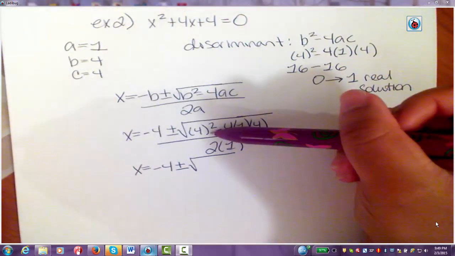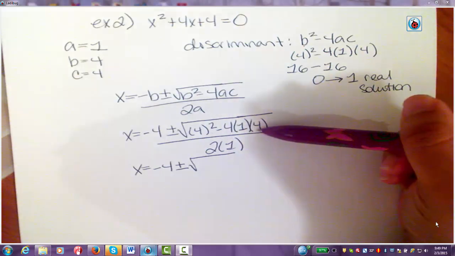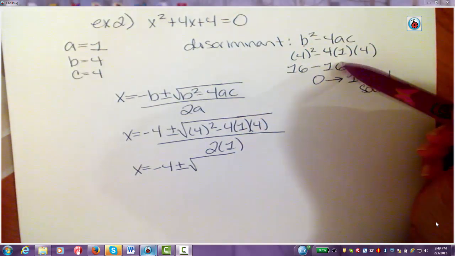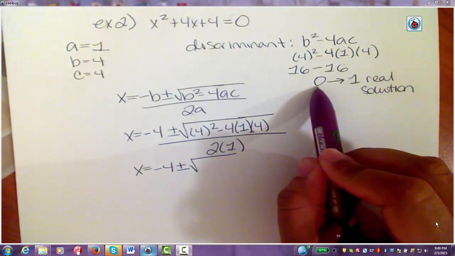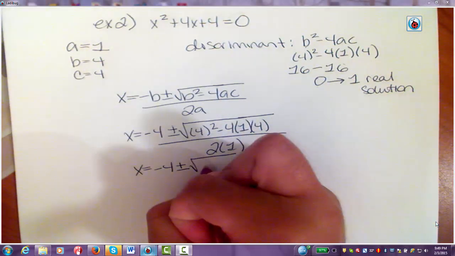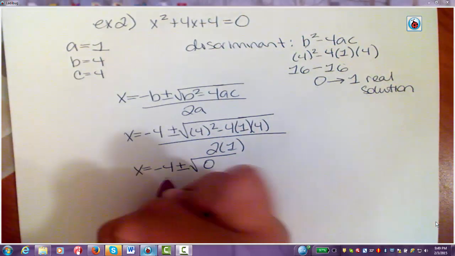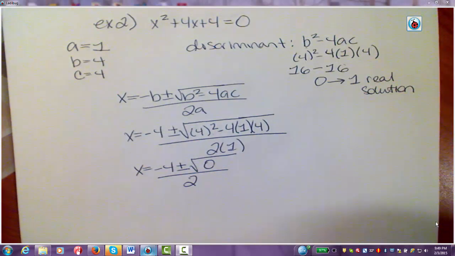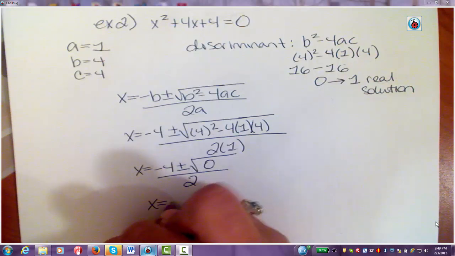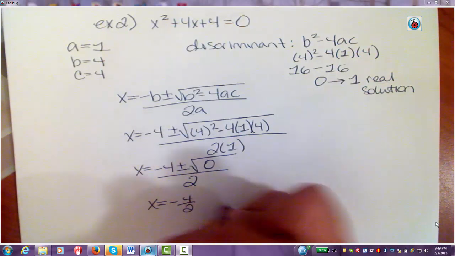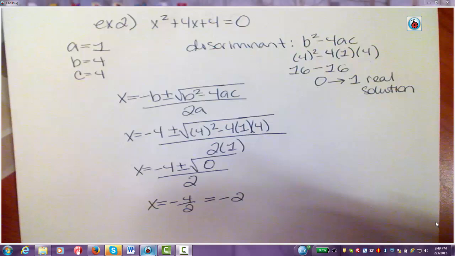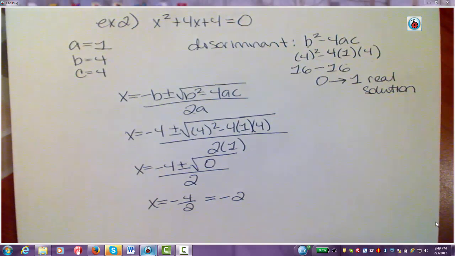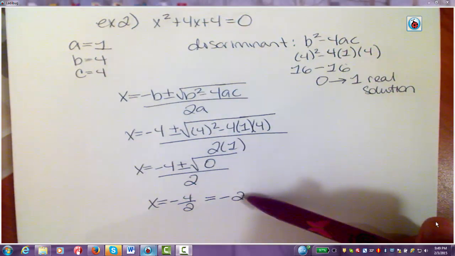Remember, what's under the radical is your discriminant, and we found our discriminant. We found it to be 0. So negative 4 plus or minus the square root of 0 over 2. So x equals negative 4 over 2, which is negative 2. So we're supposed to have one real solution. We got x equals negative 2, which is one real solution.